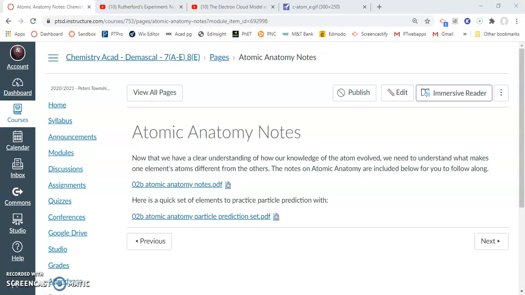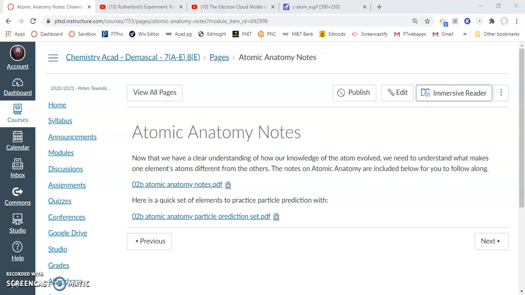Alright folks, so today's video is on the atomic anatomy notes. This will be our next to last note session for this unit. Today we want to look at how to determine for each element how many protons, neutrons, and electrons are in the atom and where they are. The where they are piece is going to be rough: nucleus or electron cloud.